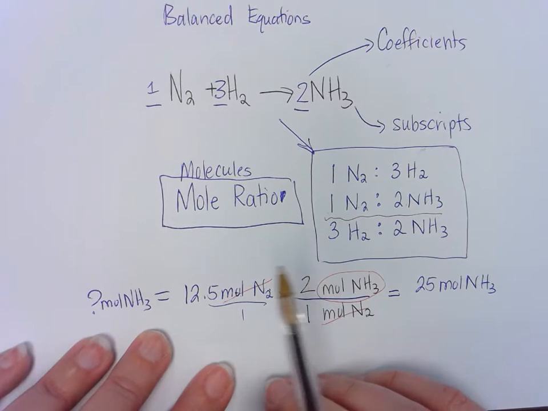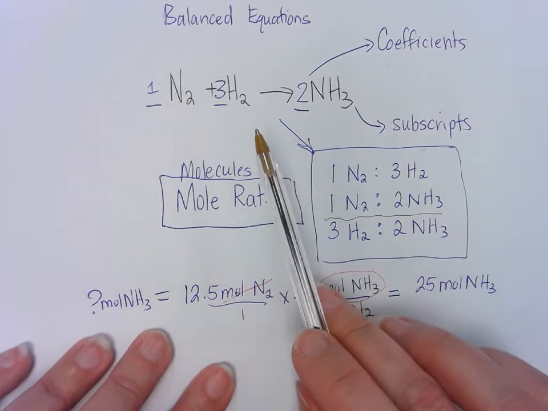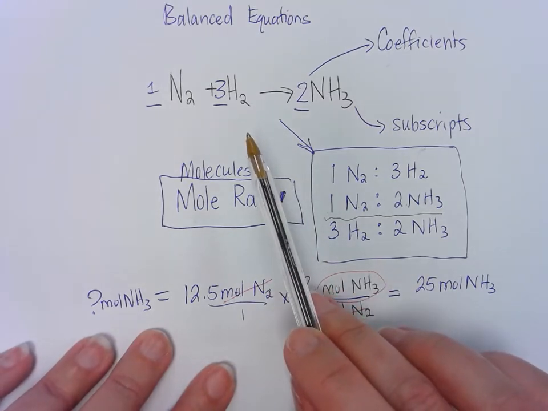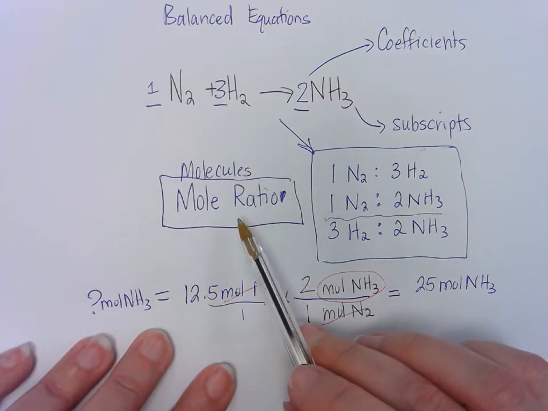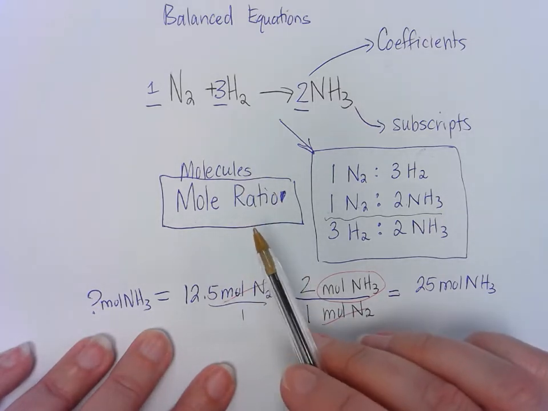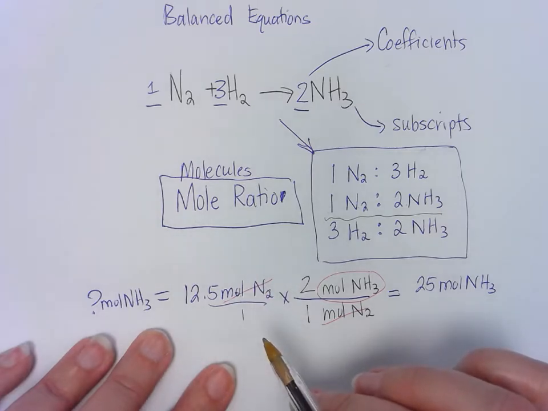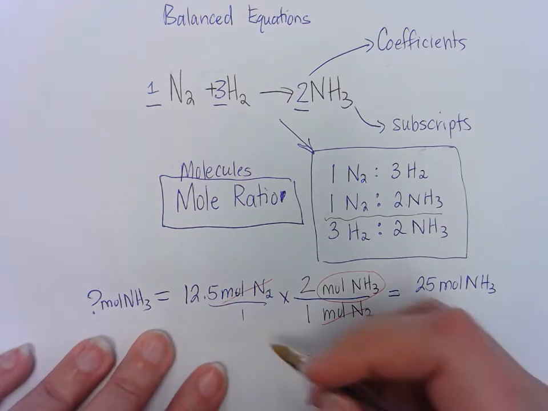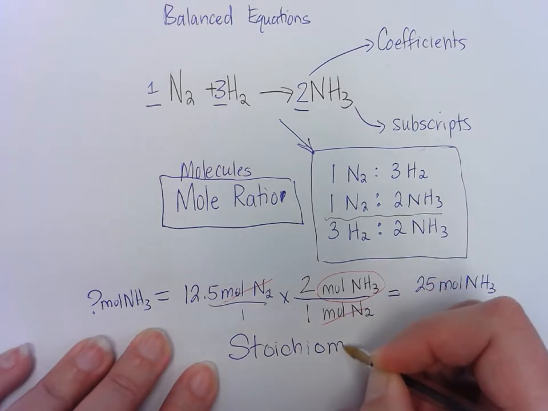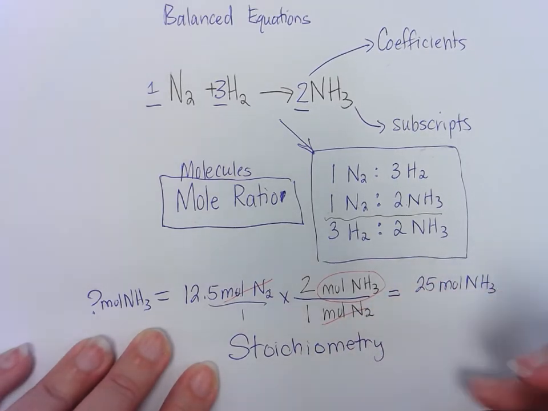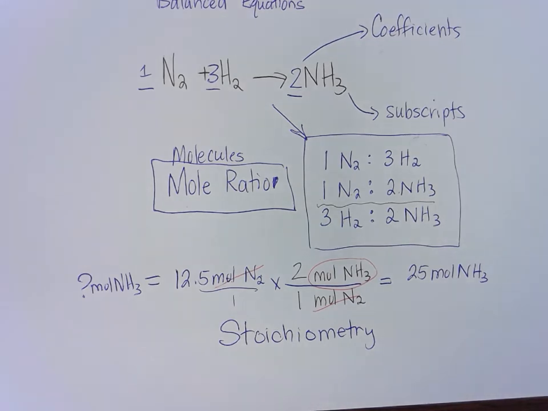So the information provided in a balanced equation is conversion factors for that particular situation, and we're going to use that information, our mole ratios, in order to do some more detailed and more complex conversions called stoichiometry. I'll write that out because it's a long word, stoichiometry. And that is what we're going to be working on over the next few days.